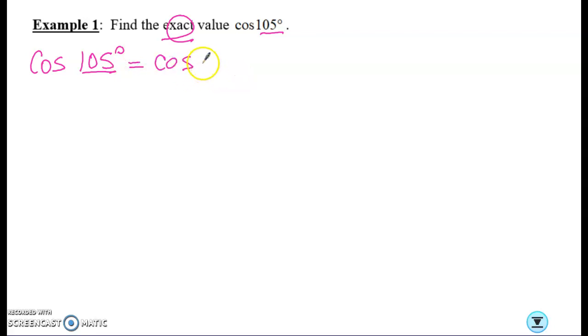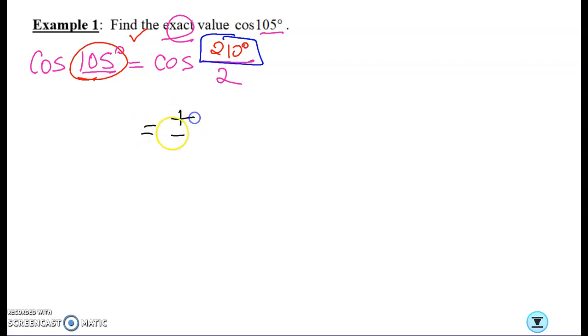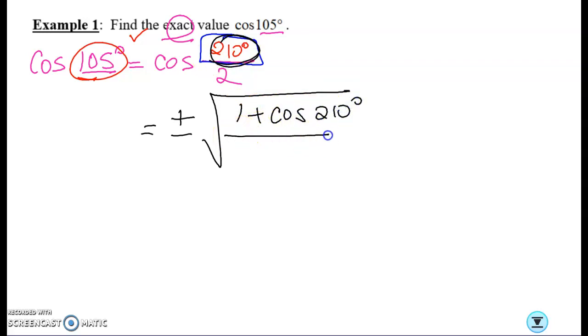So what we want to do is figure out what the cosine of what angle divided by 2 would be to give us the same thing as 105. Well, if I double 105, I get 210. And 210 divided by 2 would give me 105. So that's the combination that we want. And 210 happens to be a unit circle value. So that's perfect for our formulas. The cosine of our half angle is plus or minus the square root of 1 plus the cosine of u, this is our u, 210, divided by 2.